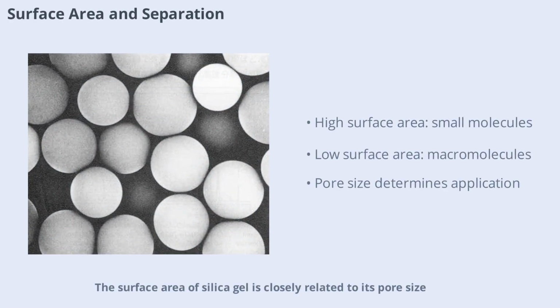Surface area of silica gel is closely related to its pore size. Narrow pores, 70 to 120 angstroms, provide a high surface area, typically 150 to 400 m²/g, ideal for small molecule separations. Wider pores, 150 to 1000 angstroms, offer lower surface area, suitable for macromolecular separations. Selecting the right surface area ensures optimal interaction between your analytes and the stationary phase.